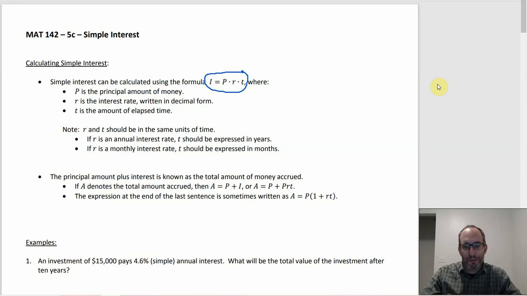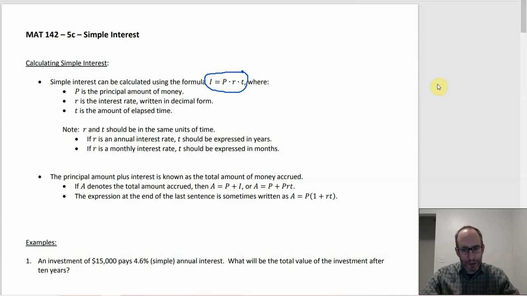That's the way that you compute simple interest, where I is the interest, and it's equal to P times R times T. P is the principal amount of money, so it's the amount that you start out with. Then R is the interest rate, which computationally you're going to want written as a decimal, which makes sense, right? All the tax rate stuff was written with decimals, so this is going to work the same way. And then T is the amount of time that's elapsed.